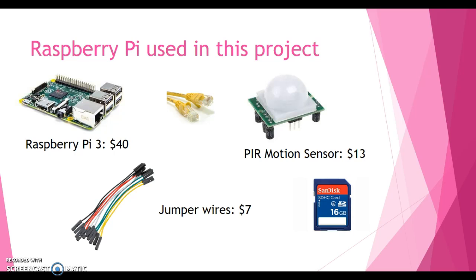So I bought a Raspberry Pi for around 40 bucks. I also had to buy a PIR motion sensor and jumper wires. So that was 13 and 7, 20 bucks total. So 60 bucks I spent, plus I had to use the Ethernet cable and SD card at home. Maybe the total with that would come around 70, 75-ish.